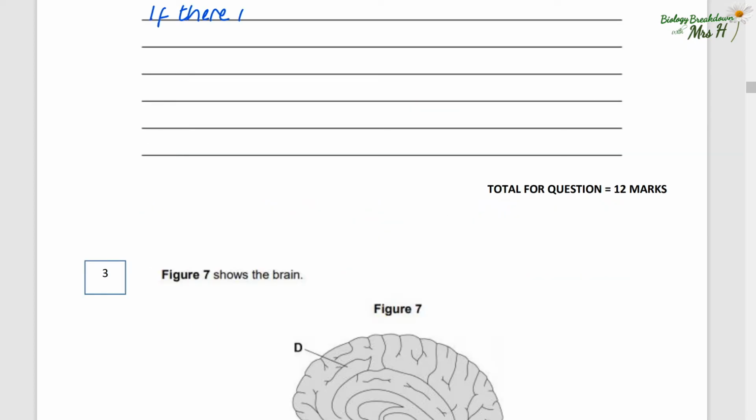If there is an increase in water concentration in the blood, then we're going to need to remove this excess water from the blood and make sure that it goes into the urine.